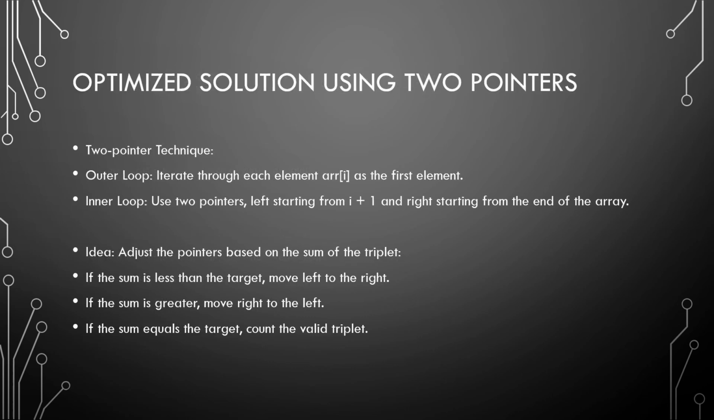The optimized solution utilizes the two-pointer technique. We iterate through the array, selecting one element as the first element of the triplet. We then use two pointers, one starting from the next element and the other from the end of the array. By adjusting these pointers based on the sum of the elements, we can efficiently find valid triplets. This reduces the time complexity significantly to O(n^2).